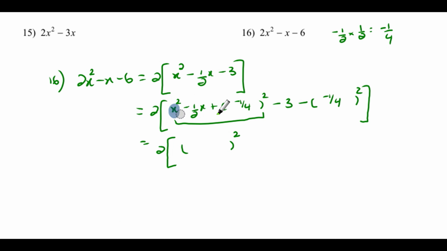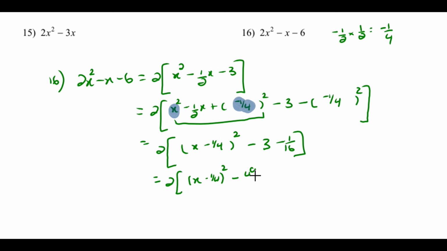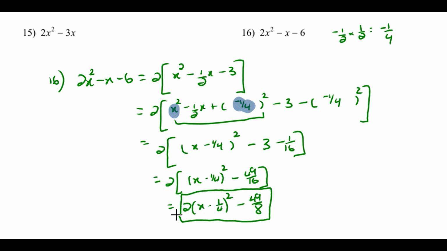What goes into that bracket will be the x and whatever's inside the bracket, minus a quarter. So x minus a quarter. Then we can simplify this. Minus 3 minus 1 over 16. That's 2 times x minus a quarter squared minus 49 over 16. And then we can bring the 2 into the square bracket. So 2 times x minus quarter squared minus 49 over 8. This is now in completing the square form or turning point form.